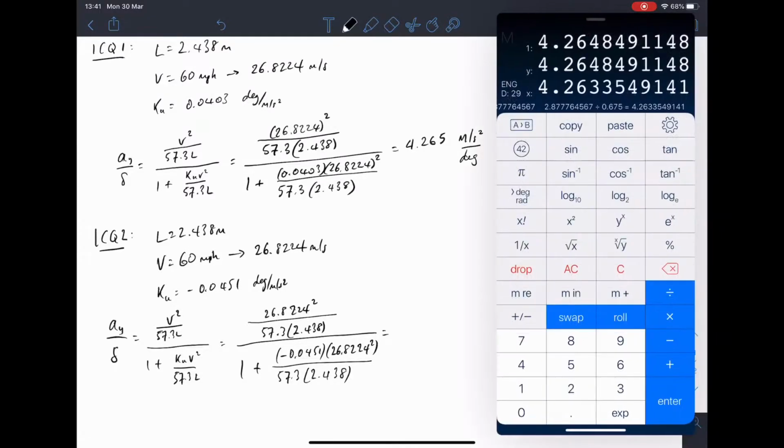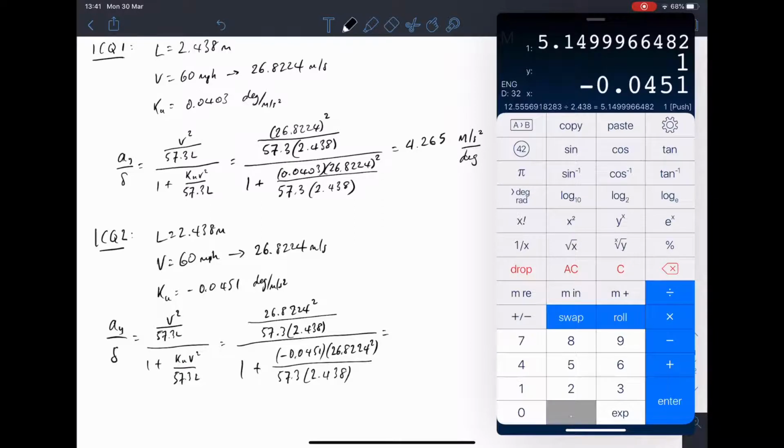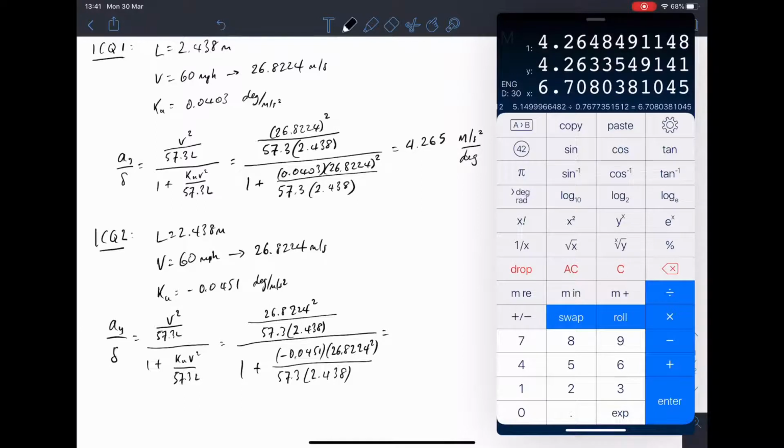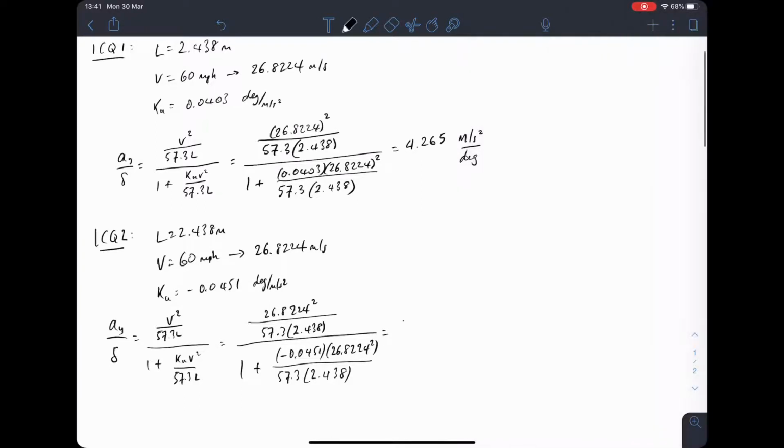And if we do that sum, so 26.8224 squared, divided by 57.3, divided by 2.438, divided by 1.0451... sorry, 1 minus 0.0451 times 26.8224 squared divided by 57.3 times 2.438. Add that to 1. Divide. So we get 6.708 meters per second squared per degree.